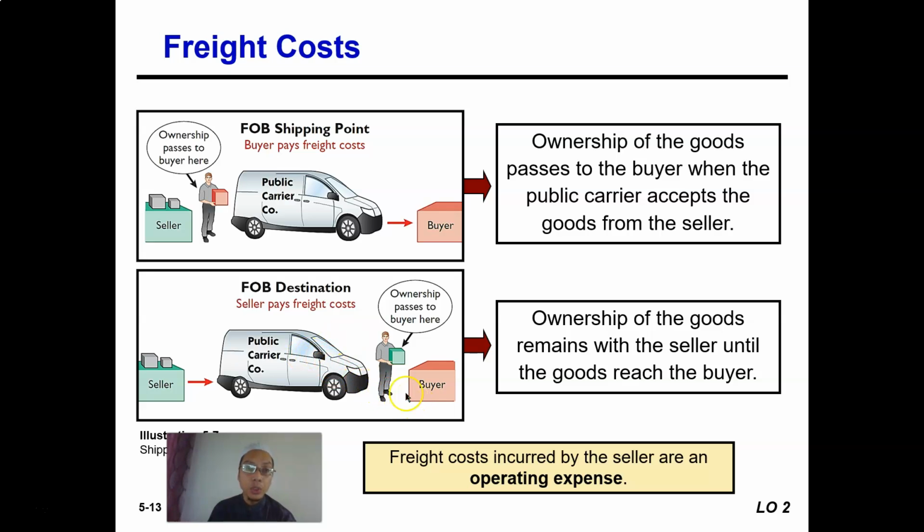Okay, so because of that, the cost of the shipping is borne by the seller. So we need to understand, for every purchase or every sale that happens, what is the term of the FOB. FOB is short for free on board. So when is the transfer of ownership of the item done, whether it's at the seller's place or whether it's at the buyer's place.